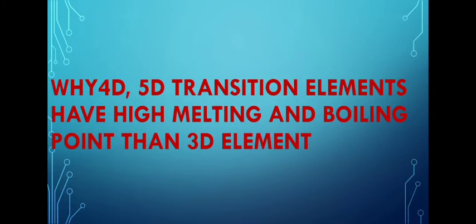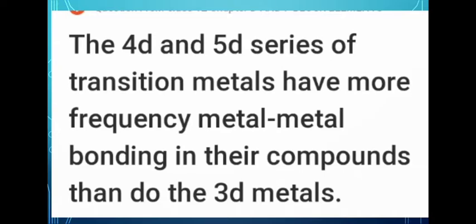Similarly, second observation which you made in the graph, that is 4D and 5D transition elements, that means second and third transition series elements have higher melting and boiling point than 3D series elements. The reason behind it is that in 4D and 5D series of transition metals, there is frequent metal-metal bonding taking place, and due to this more frequent metal-metal bonding, they have higher melting and boiling point.